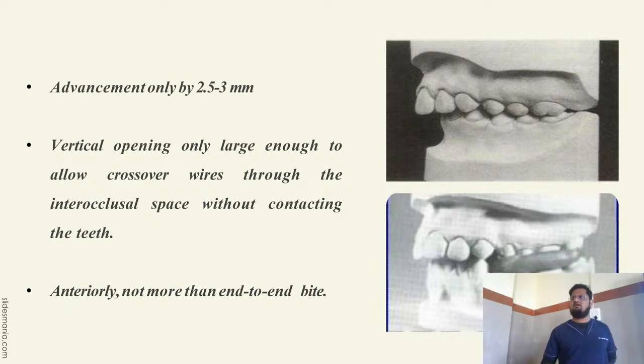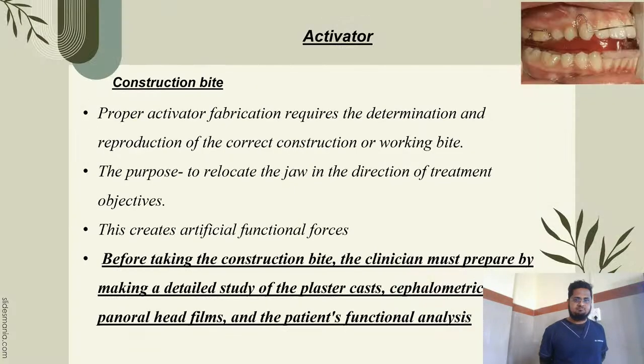Vertical opening should be only large enough to allow crossover wires to pass through between the interocclusal space without contacting the teeth. Anteriorly, it should not be more than an end-to-end or edge-to-edge bite.